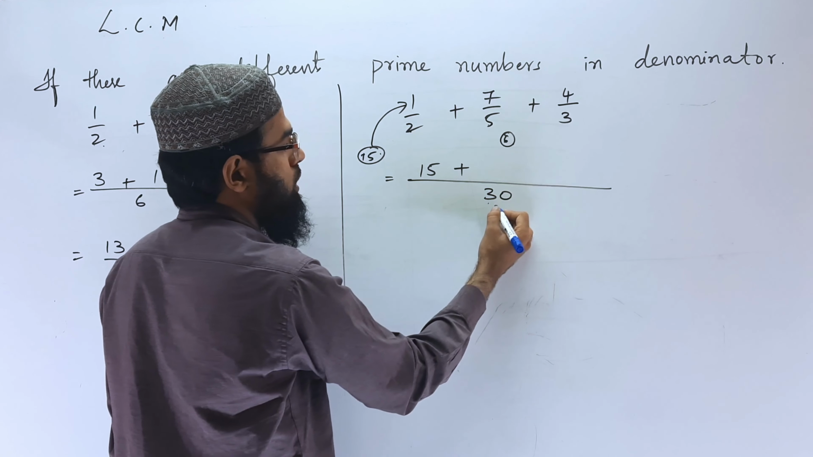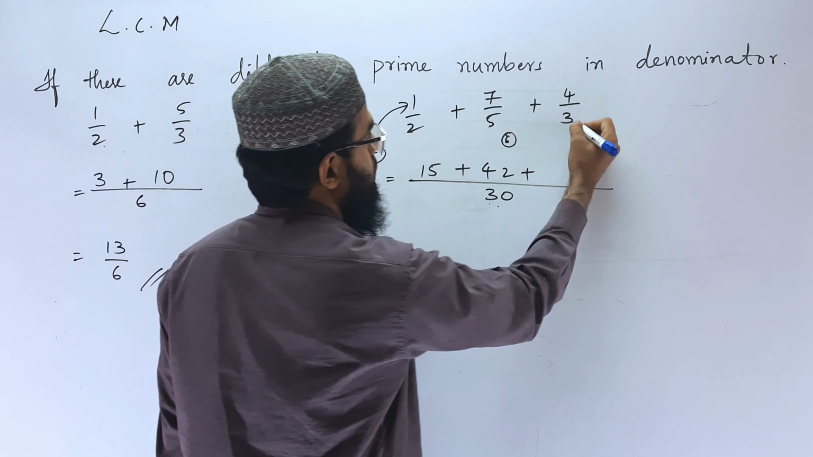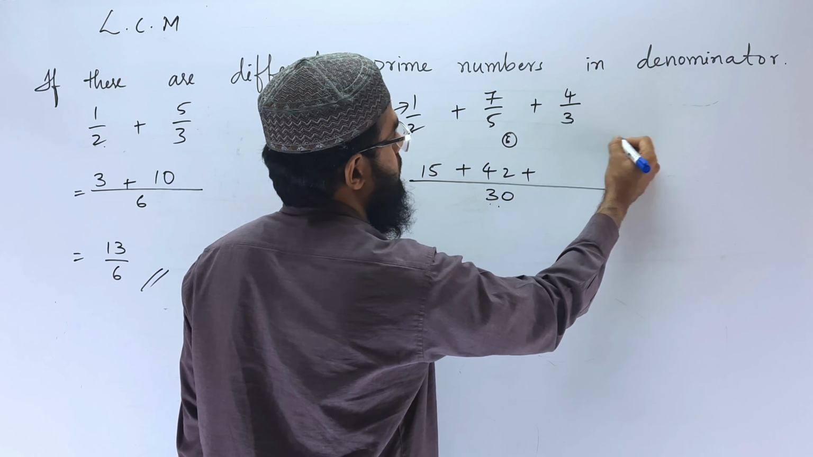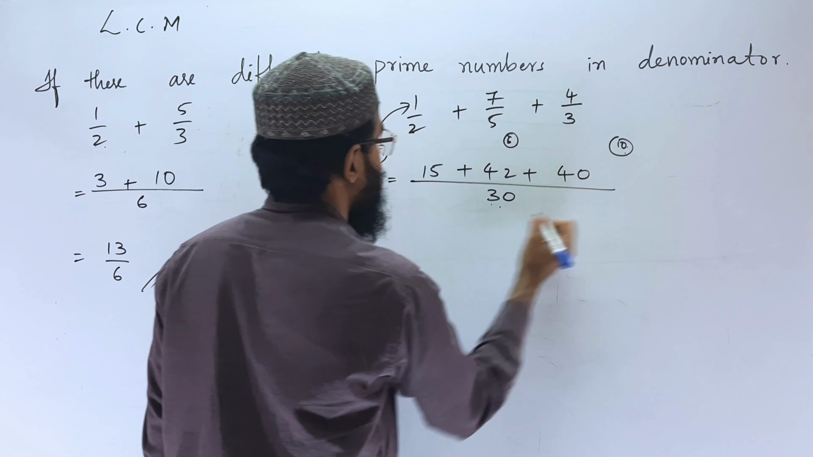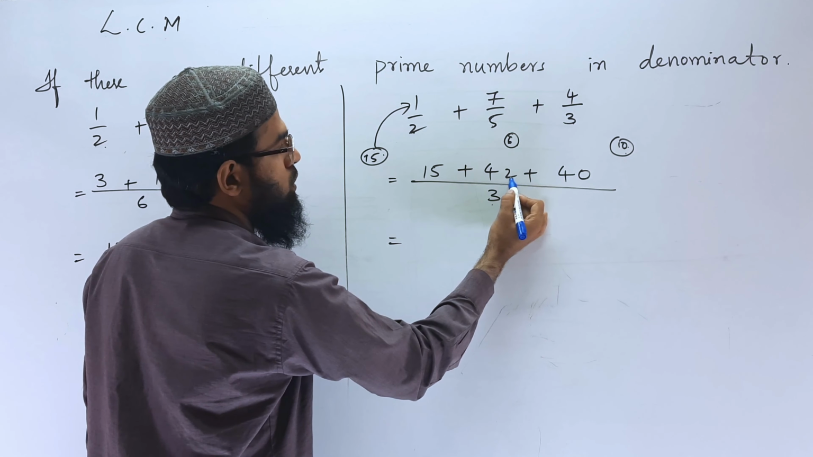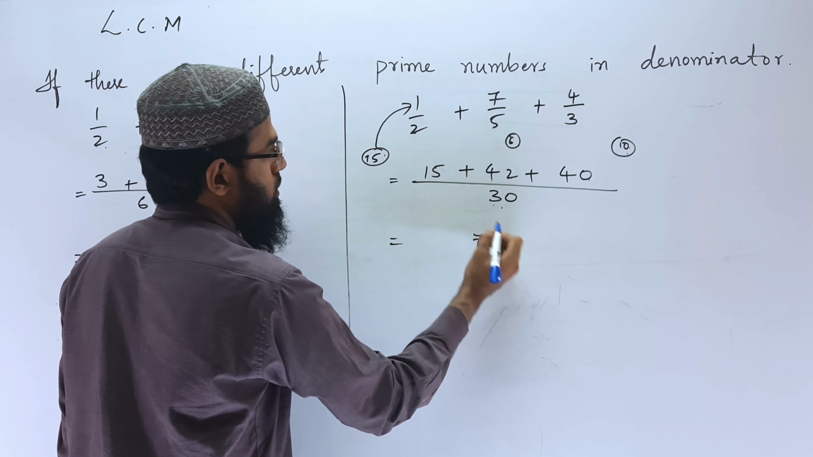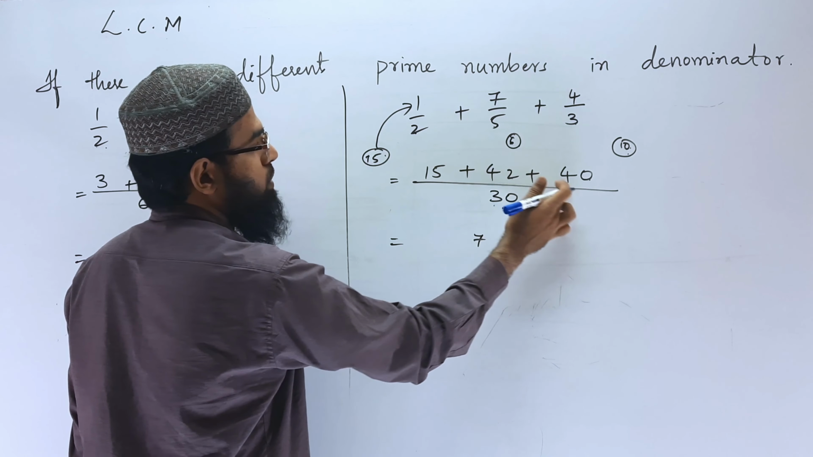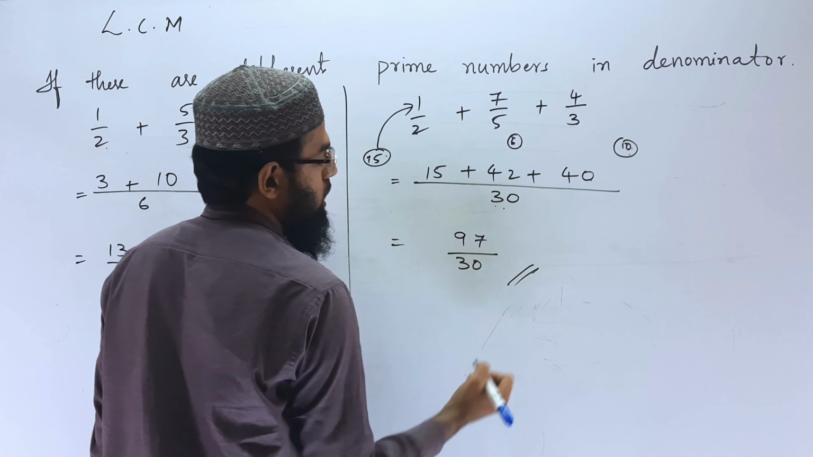5 6s are 30. So 6 7s are 42 plus 3 10s are 30. So 10 4s are 40. 2 plus 0 is 2. 2 plus 5 is 7. 1 4 5. 5 plus 4 is 9. So 97 by 30. This is our answer.